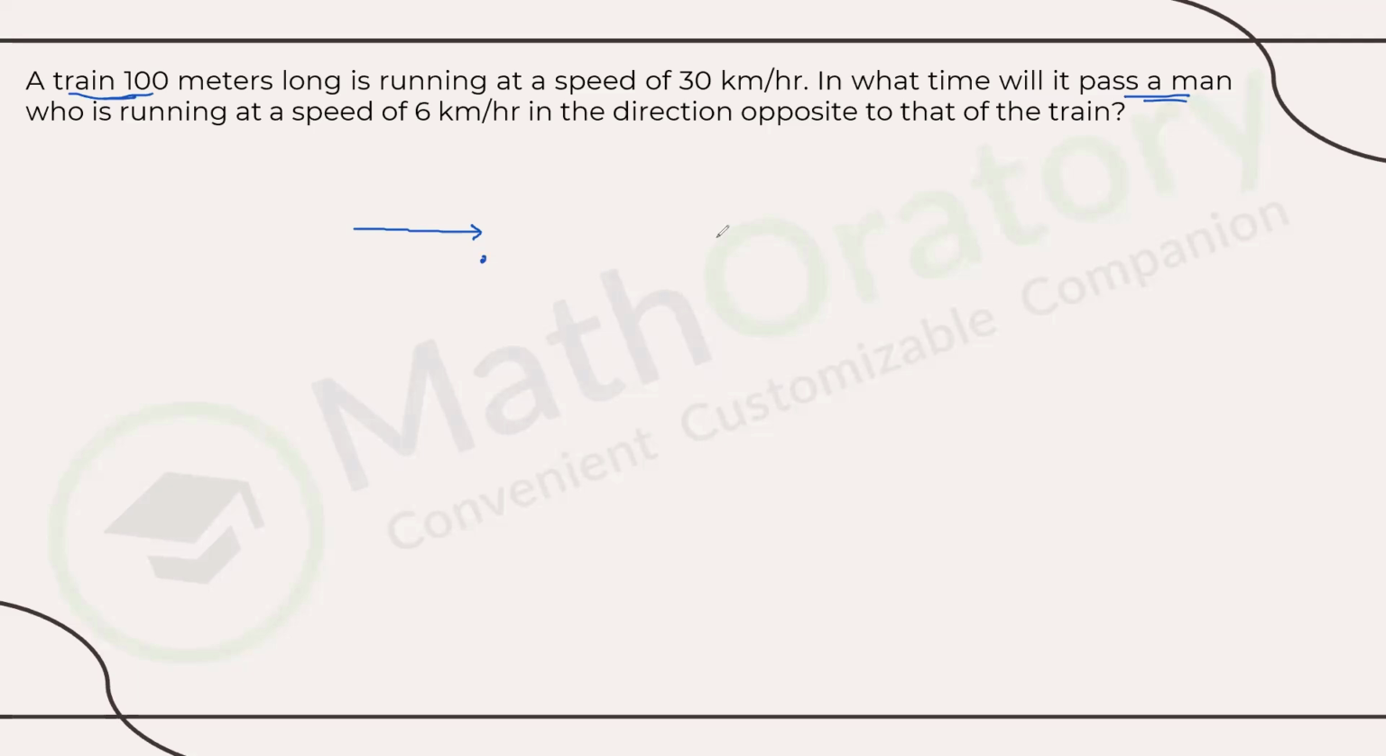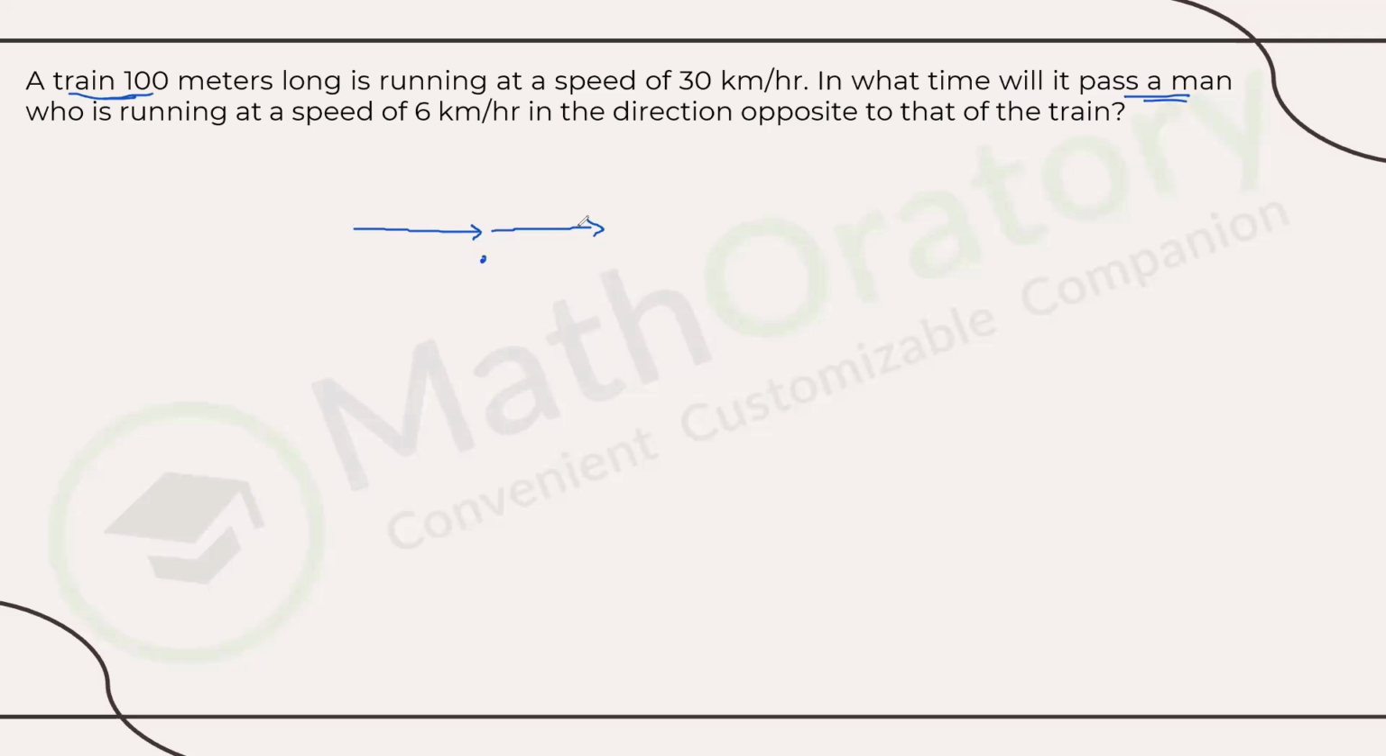So what does it mean to pass a man? It is from this scenario to this scenario, right? So that is where the train completely passes the man. So from the point at which the starting bit of the train is meeting the man to the point where the end of the train is meeting the man, something like that. So that is when you pass the other object.